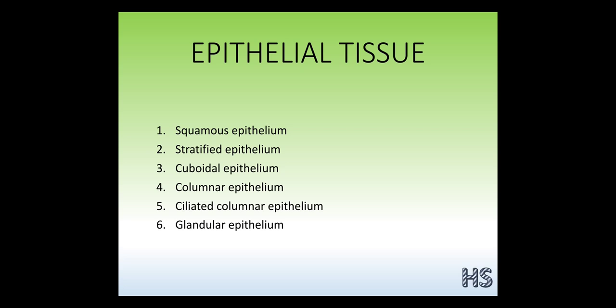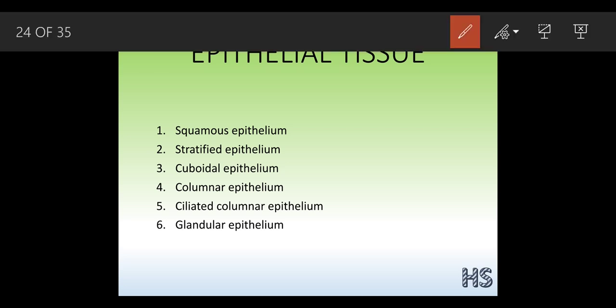Now there are different types of epithelial tissues. The words are very confusing. Okay, if you see these words, they are very confusing. They are squamous epithelium, stratified, cuboidal, columnar, ciliated, glandular. So let's discuss them in detail. Okay, as I already said, the words are very tough to understand, but they all have their logic behind them. See, first, squamous.